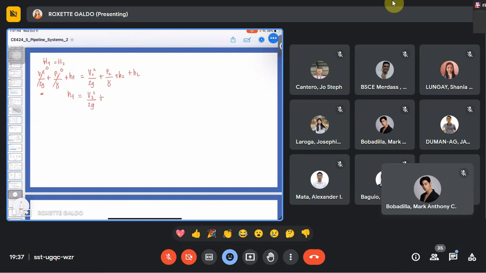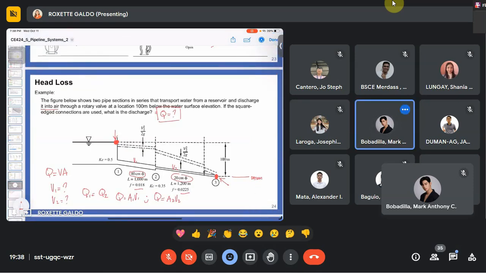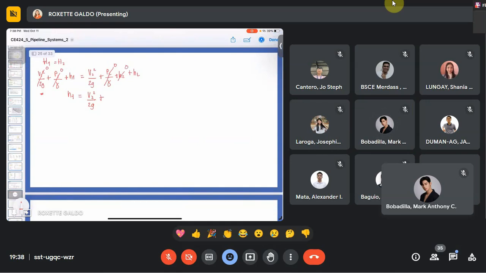Now, is the pressure head at point 2 0 or not? Yes, ma'am, 0. Is H2, the elevation head, equal to 0 at point 2? Yes or no? Yes, ma'am, 0. And head loss is not 0. So the only thing left here is HL.